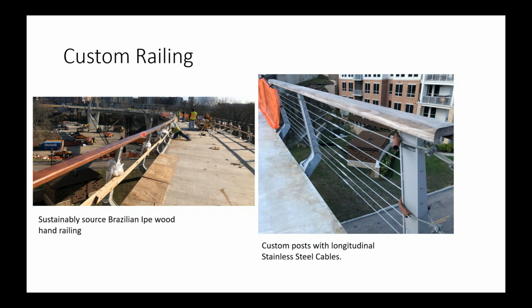So one feature: in the summertime here in Ohio, it gets pretty warm, so we wanted to have a wooden hand railing that would be a little cooler to the touch in the summer months, and we also wanted to minimize maintenance, so we went with an extremely durable, extremely hard Brazilian wood called Ipe for the hand railing element.